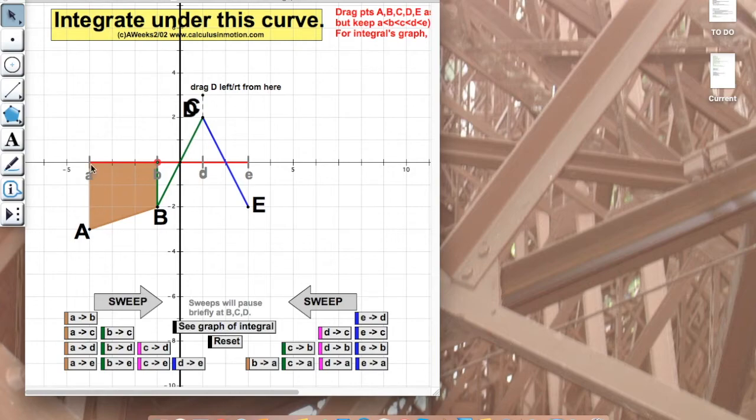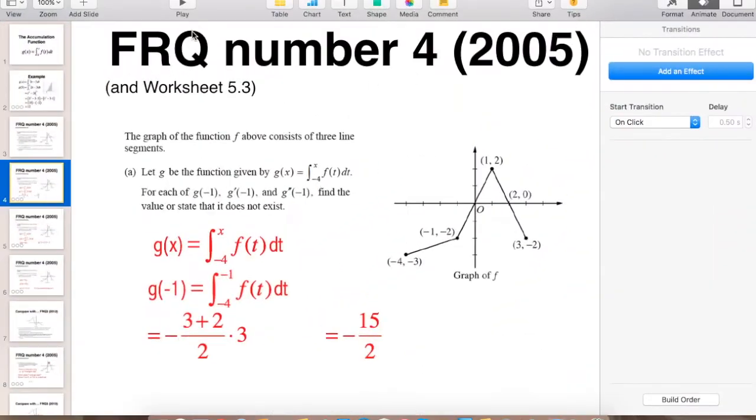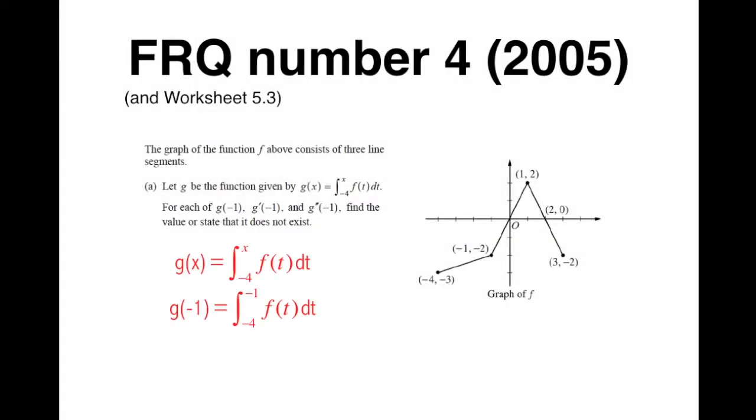So this base is 3, this base here is 2, the height of the trapezoid is 3, so 3 plus 2 over 2 times 3, so big base plus small base over 2 times the height. And then you have to remember at some point to put this negative sign because the area we're looking for is below the x-axis. And that's -15 over 2. So we already solved g of -1.